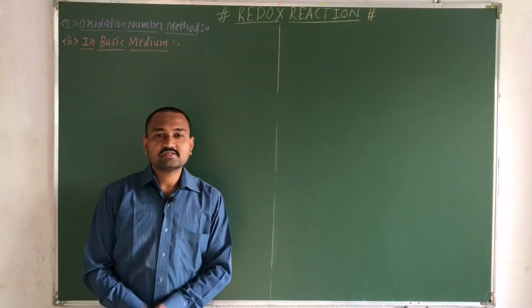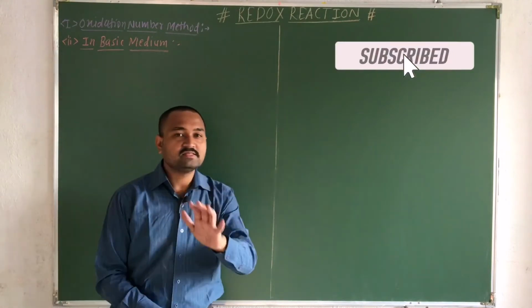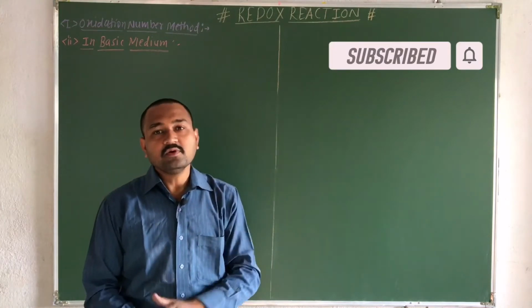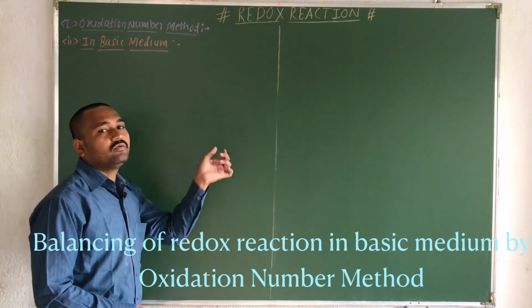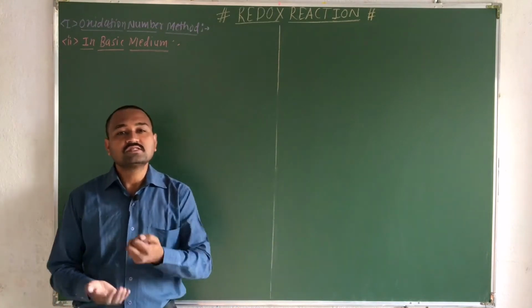In the previous lecture we discussed the oxidation number method for balancing redox reactions in the acidic medium. Now in today's lecture we are going to learn how we can balance the redox reaction in the basic medium. So let us start with step one.